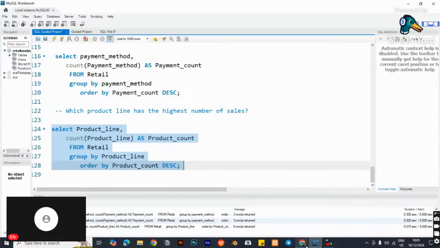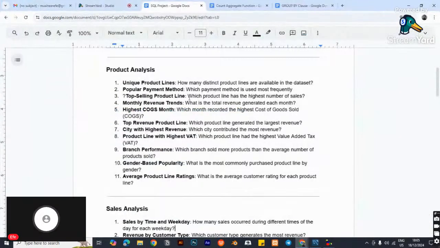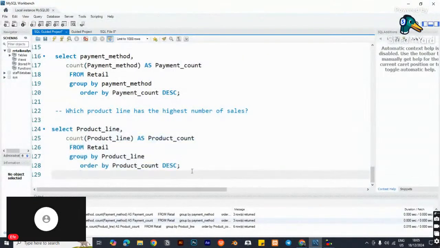Let's see our next question. It says top selling product line, which product line has the highest? Okay, we've just done that. So this is monthly revenue trends. What is the total revenue generated each month? Okay, copy this.